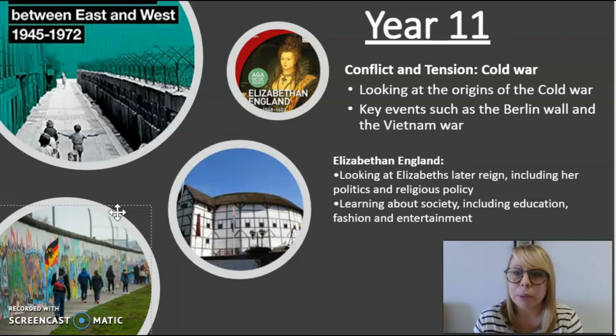And then our final topic is Elizabethan England. So within this, we look at Elizabeth's later reign, which includes her politics and religious policy. And we also look at her efforts to adapt society, the way that education changes, the fashion, the architecture and the entertainment, things like the Globe Theatre. This could be useful in working alongside English.